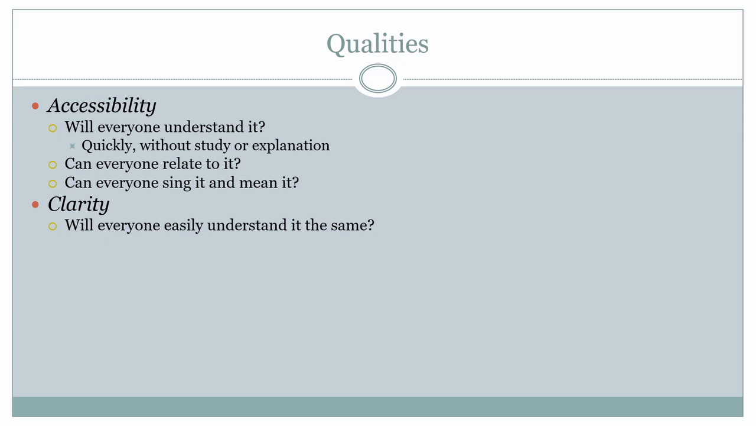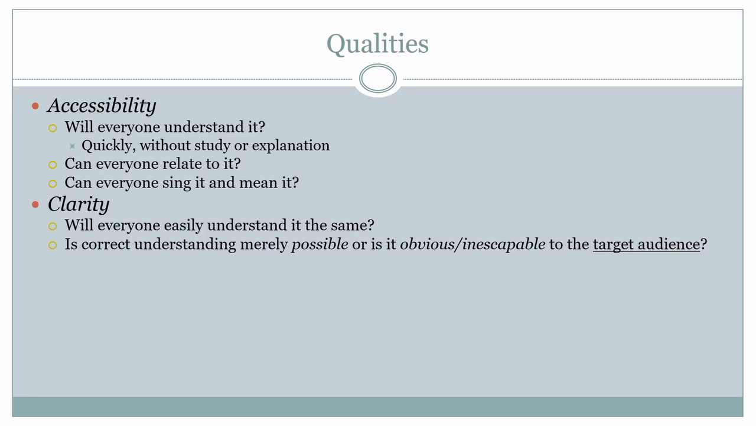In thinking about clarity, you want to ask the question, is the correct understanding merely possible? If you have to argue with someone and say, look, this is what it means, look how I wrote it here, that means the meaning may be possible, but it's not obvious and not inescapable to the target audience. So think about your target audience, maybe talk to them and say, read this, tell me what you think it means. And if they tell you something different from what you wanted them to get from it, then you may need to adjust it.